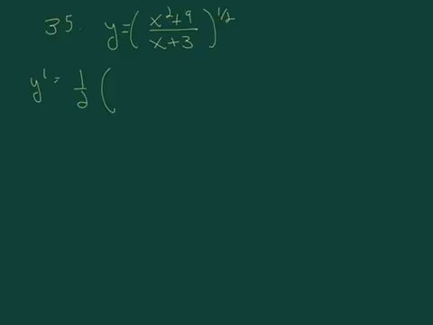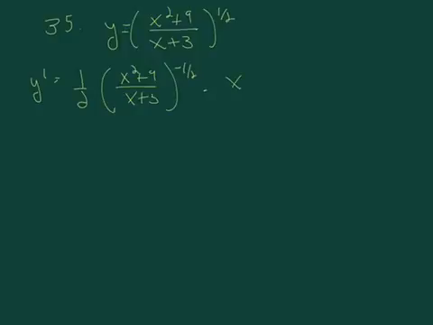Okay, on to 35. I'm going to rewrite it right off the get-go as (x squared plus 9, over x plus 3) to the 1/2. So now we have the chain rule, and we definitely have the quotient rule inside the chain rule. So y prime is going to equal 1/2 times (x squared plus 9 over x plus 3) to the negative 1/2, times the derivative of the inside, which is, of course, the quotient rule.